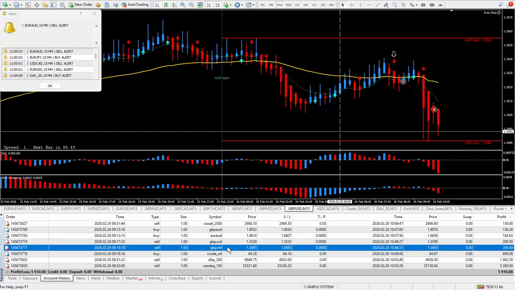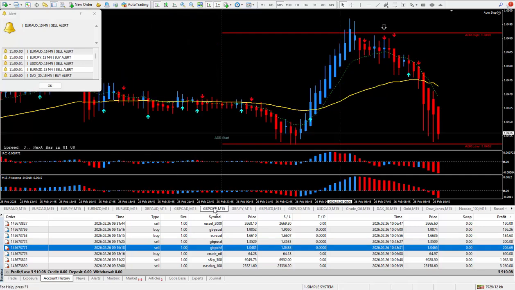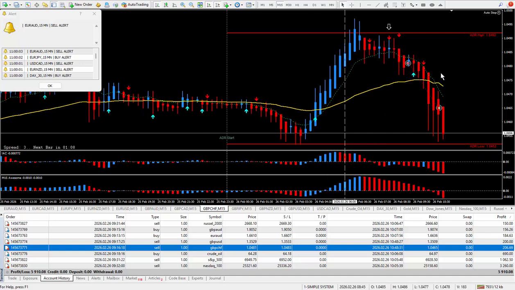Moving right along to the next trade I did, pound Swiss. This one I sold it, so we're going to drag and drop this up.